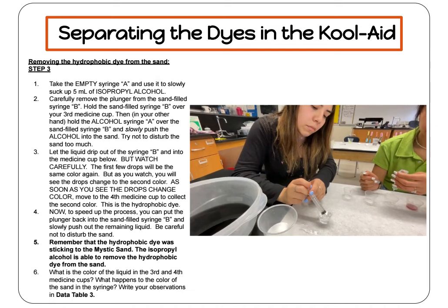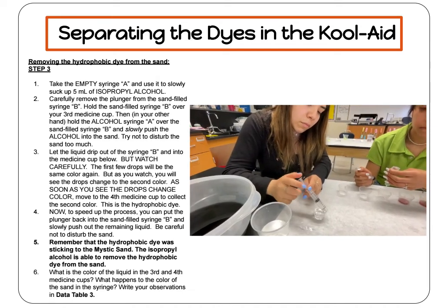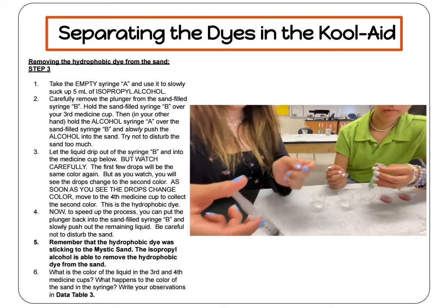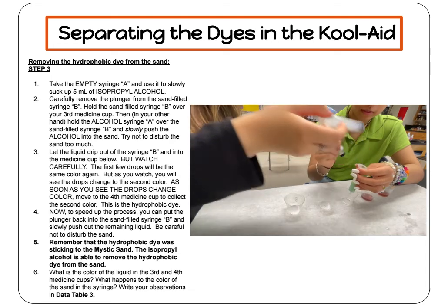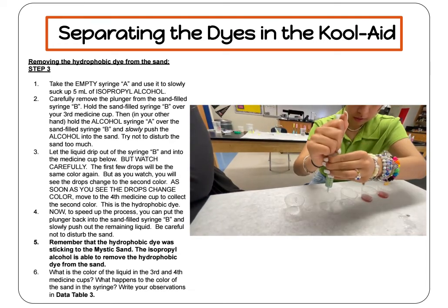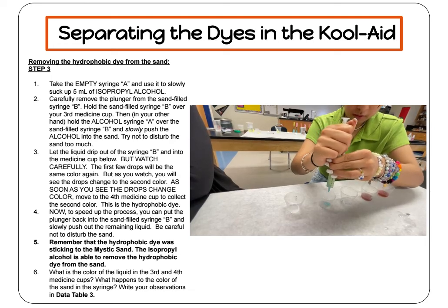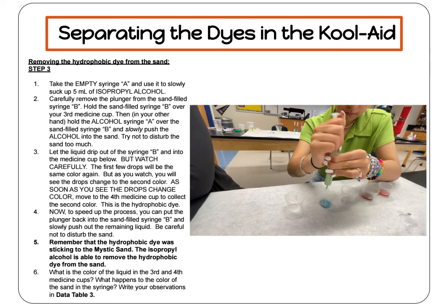All right, so Melissa's going to take the rubbing alcohol and 5 milliliters of that we're going to put into the syringe, and now it's over our third cup. And if we see the drop of color change, we're going to move it to the next cup. Awesome. She did a great job, and you can see the separation of color.